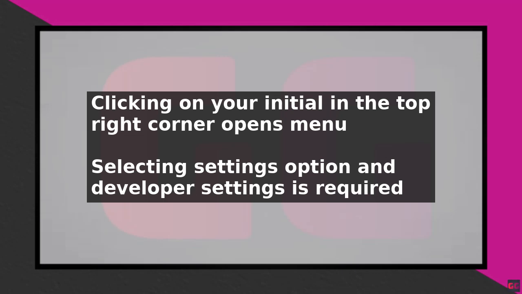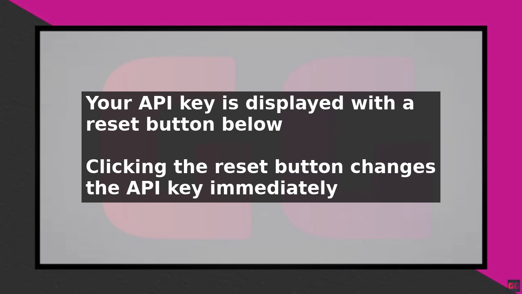To do so, start by logging into your account and navigating to the home screen. From there, click on your initial in the top right corner, which will open a drop-down menu. Select the Settings option. Then click on Developer Settings from the menu on the left. Your API key will be displayed. And to reset it, simply click the Reset button below it.